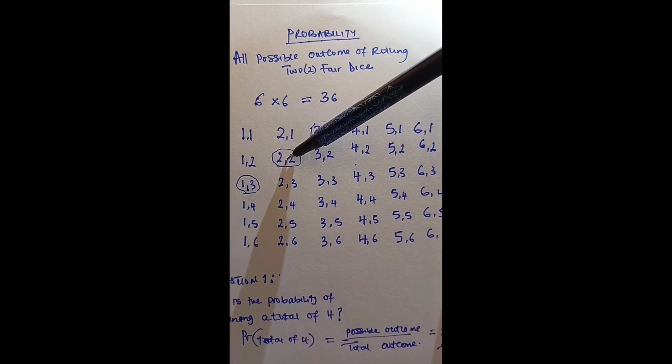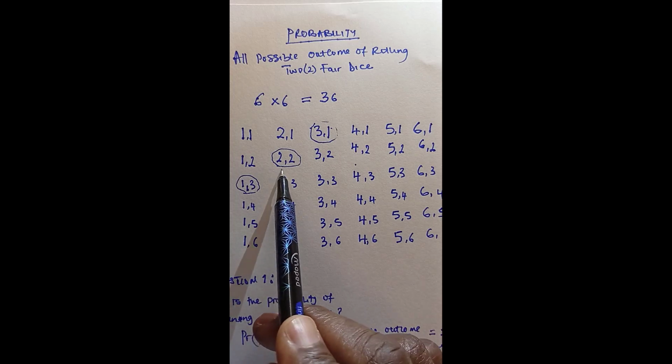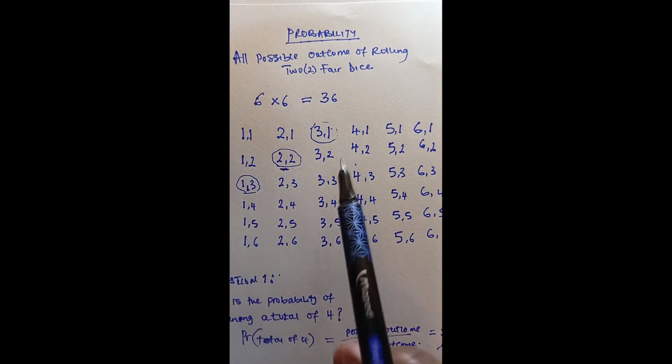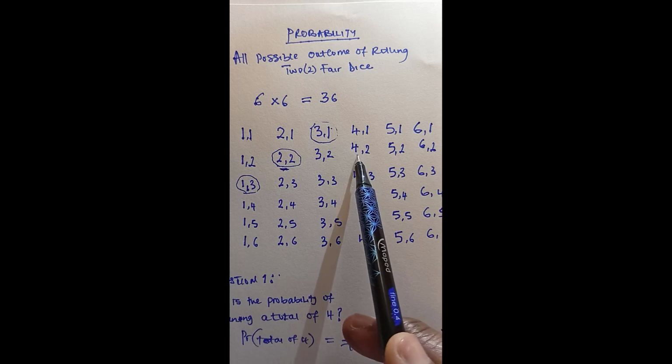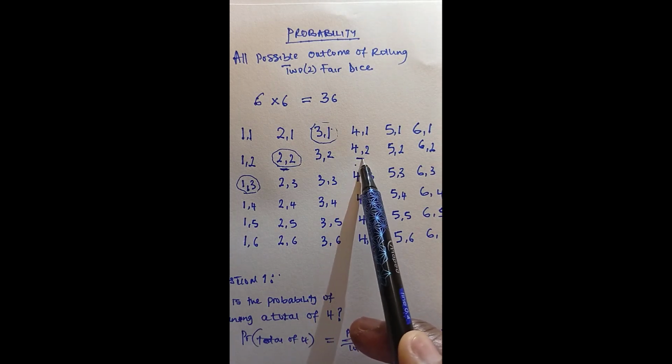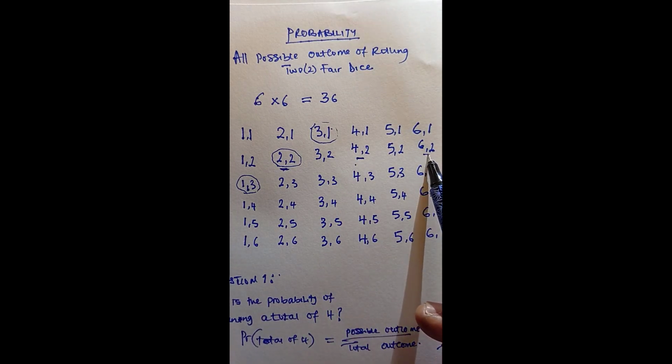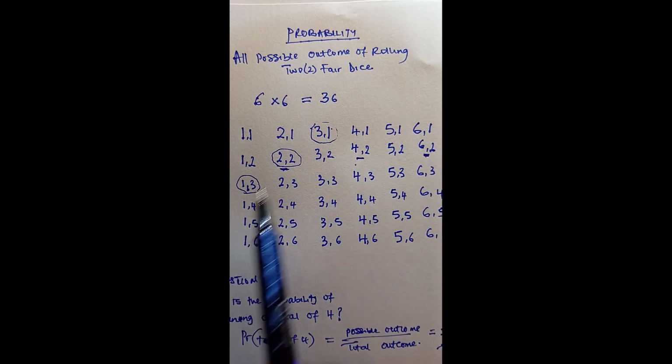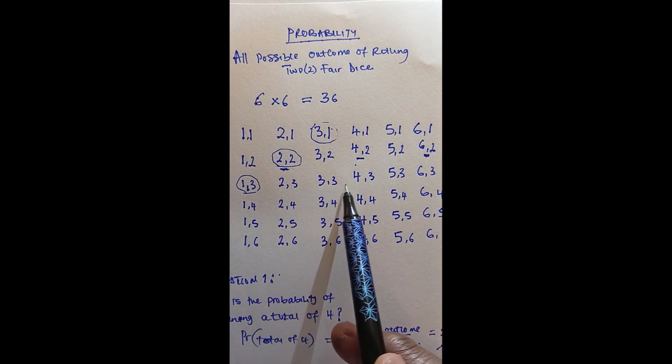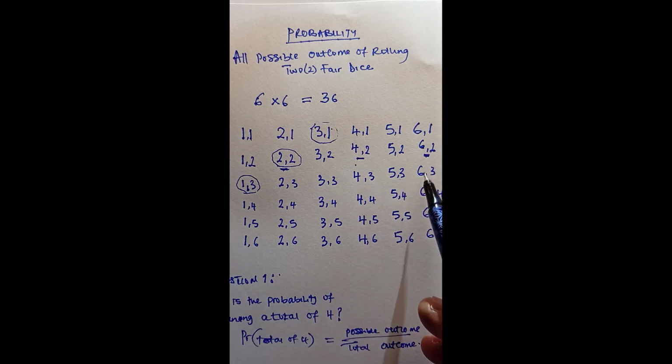Yeah, 2 and 2. So this is 1. Let's underline it. And 4 and 2, this is 1. Let's underline it. 6 and 2, let's underline it. Let's go again.